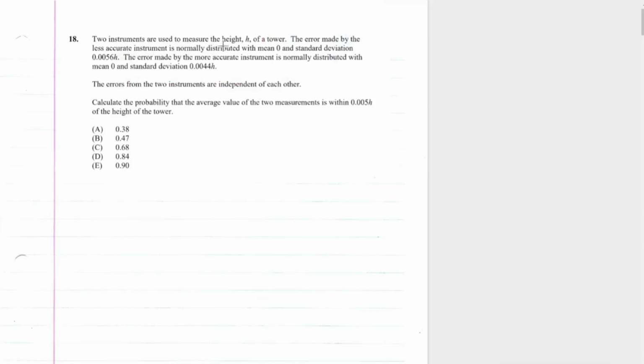Two instruments are used to measure the height h of a tower. The error made by the less accurate instrument is normally distributed with mean 0 and standard deviation of 0.0056h. So the less accurate instrument is approximately normal with mean of 0 and standard deviation of 0.0056h. Right? And then the error made by the more accurate instrument is normally distributed, with mean of 0 and standard deviation of 0.0044h.